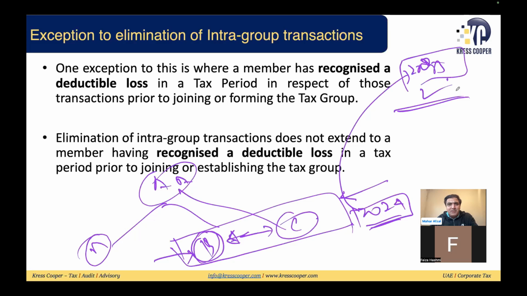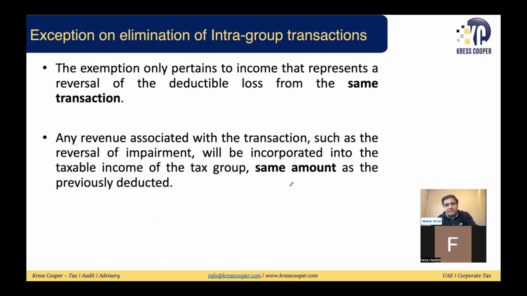Once this loss has been reversed, then if this transaction is generating any income after entering into the tax group, that income will be eliminated. So the one exception to this is where a member has recognized a deductible loss in the tax period in respect of those transactions prior to joining or forming a tax group. The same thing we discussed: B and C made a transaction and recognized a deductible loss before entering into the tax group. Elimination of the intra-group transaction doesn't extend to a member having recognized the deductible loss in a tax period prior to joining or establishing the tax group.